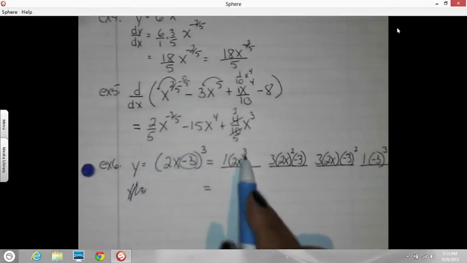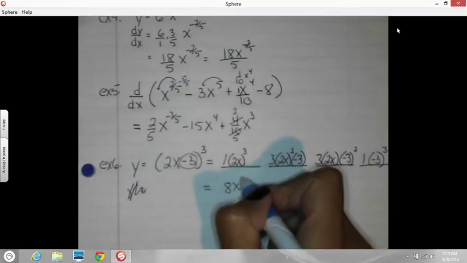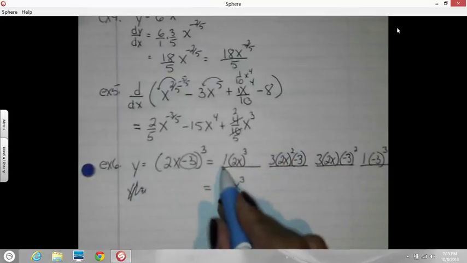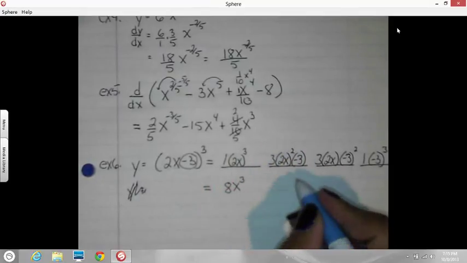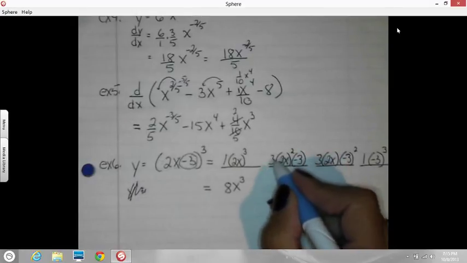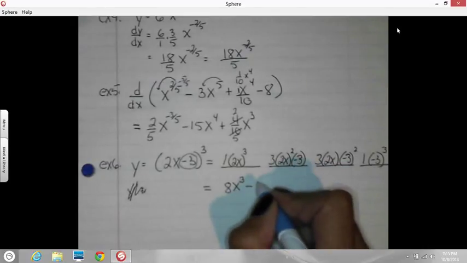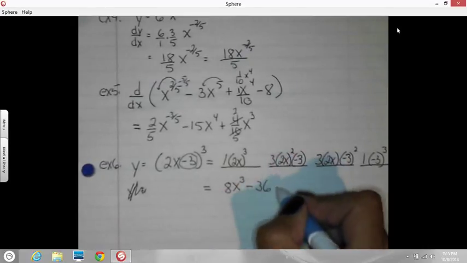Alright, cubing. I have to cube the 2 and the x. 2 cubed is 8. X cubed. And that was all just multiplied by 1. Here I'm going to have 2 squared is 4 times a negative 9. 4 times a negative is a negative 36. And that'll be an x squared.